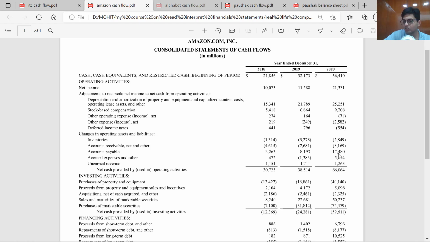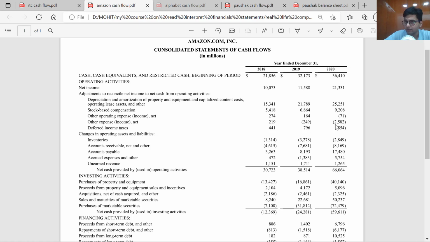This increase in accounts payable means that Amazon has effectively received goods and services from its creditors or from its suppliers without paying any amount to them. So that resulted in an increase in cash flow of $17 billion. Accrued expenses simply means other expenses. That means we have an increase in expenses, an increase in liabilities, and this has resulted in an increase in cash flow.